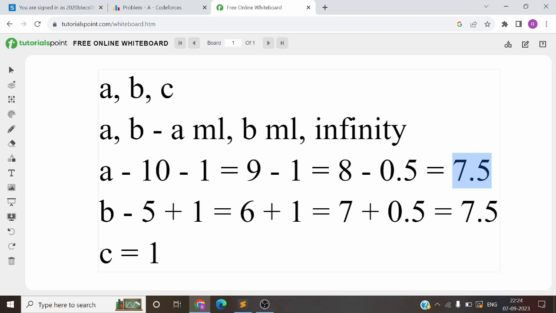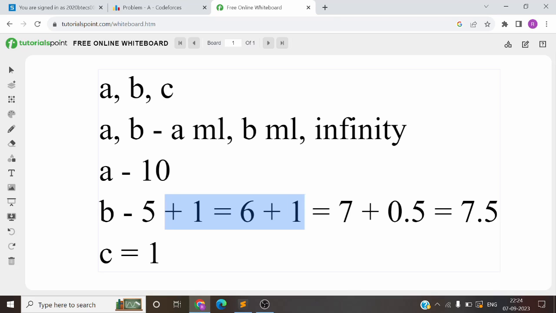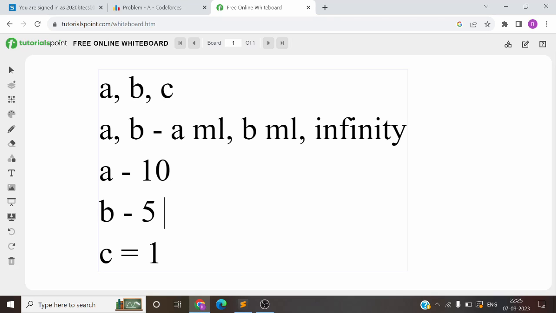It is a very straightforward question. Initially A is 10 and B is 5. What is the difference between A and B? The absolute difference is 5. Since we need to equalize them, we divide the difference 5 by 2, which is 2.5. So we need to move 2.5 amount of water.